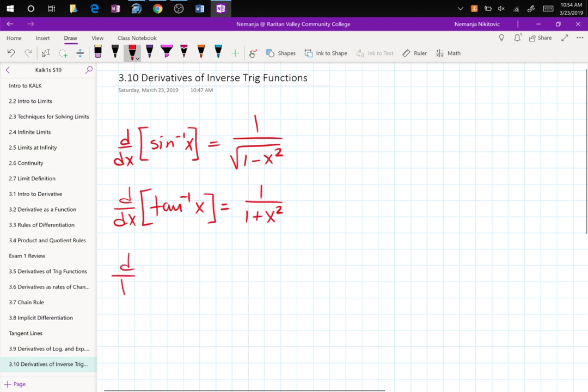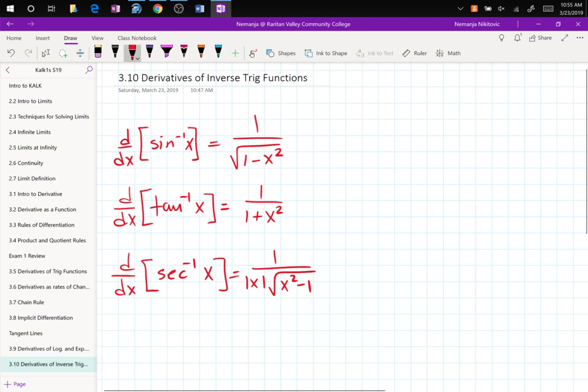And finally, the derivative of inverse secant of x, which is going to be 1 over absolute x square root of x squared minus 1. So as I said, the top two are very important. They show up in many cases in Calc 2 and differential equations.